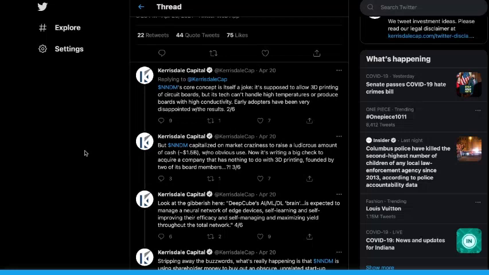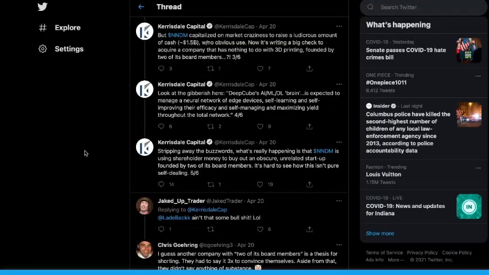But this continues. Now it's writing a big check to acquire a company that has nothing to do with 3D printing, founded by two of its board members. Looking at the gibberish here, DeepCube's AI MLDL brain is expected to manage a neural network of edge devices, self-learning and self-improving their efficacy, and self-managing and maximizing yield throughout the total network.